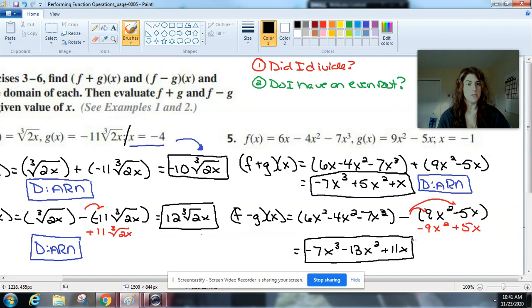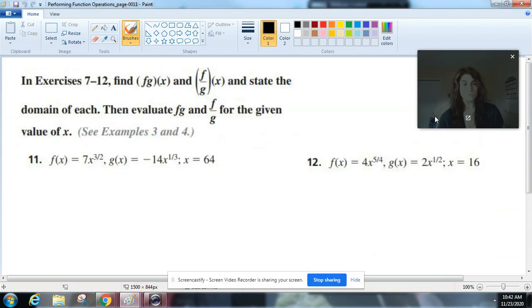Again, ask myself, did I divide? Nope, I subtracted. Do I have any even roots? Nope, nice polynomial. So again, I have all real numbers as my domain. Okay, so let's move on to multiplying and dividing.